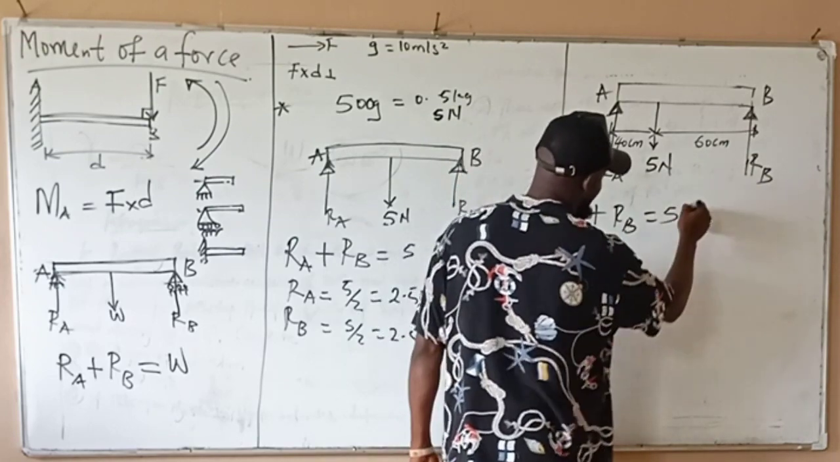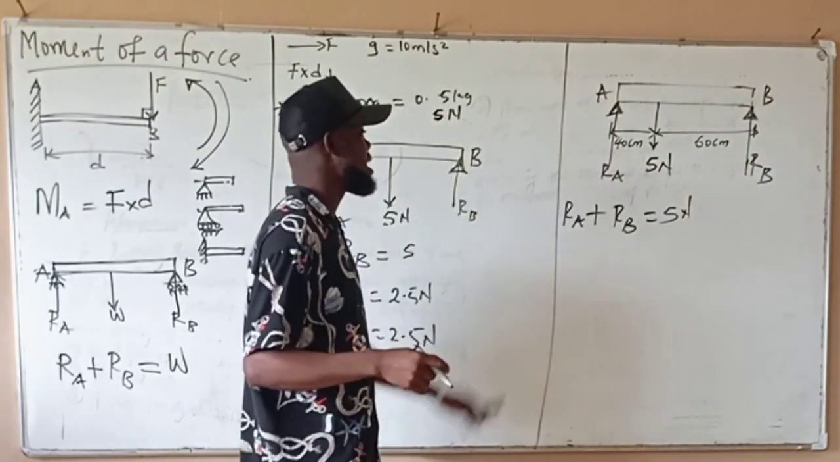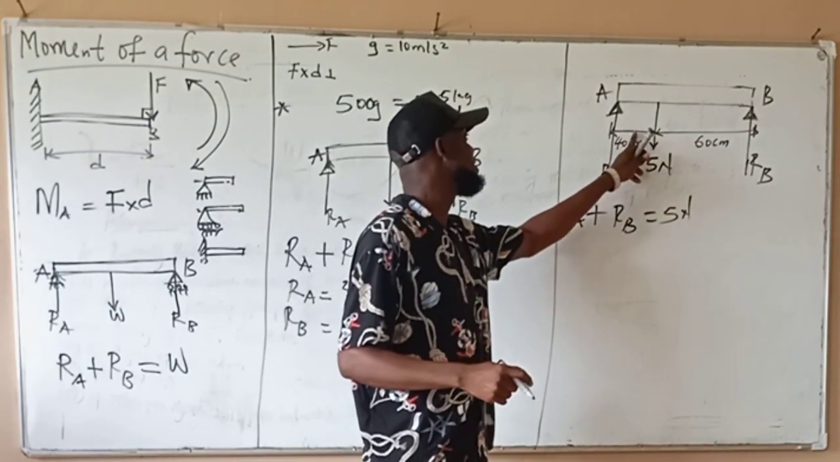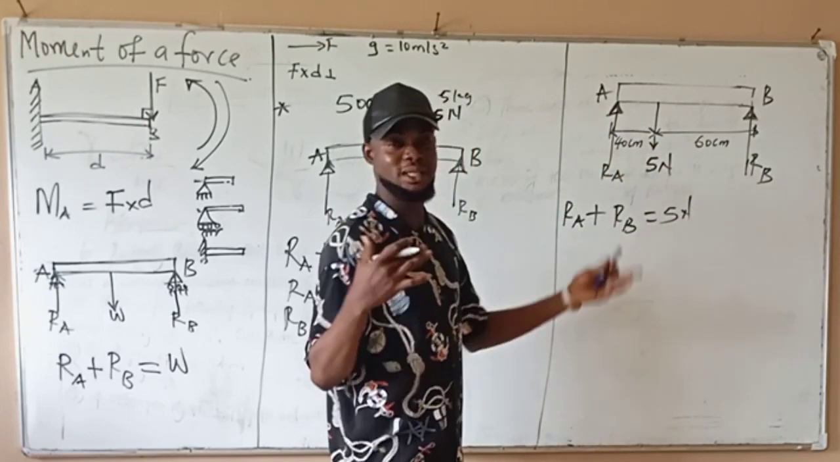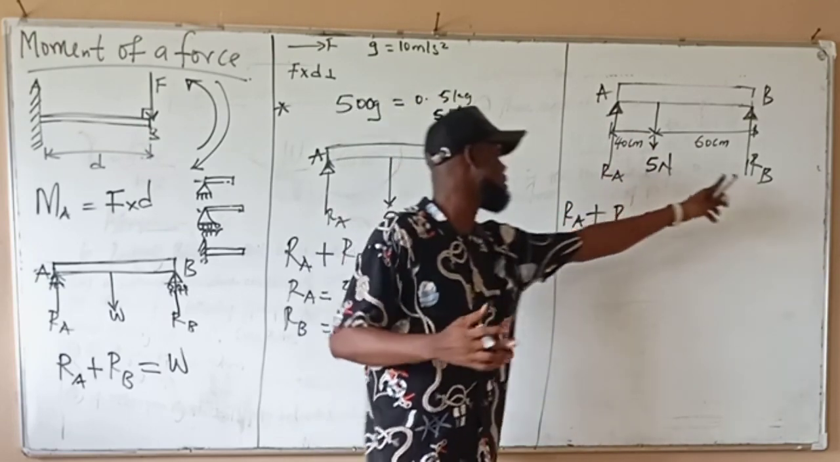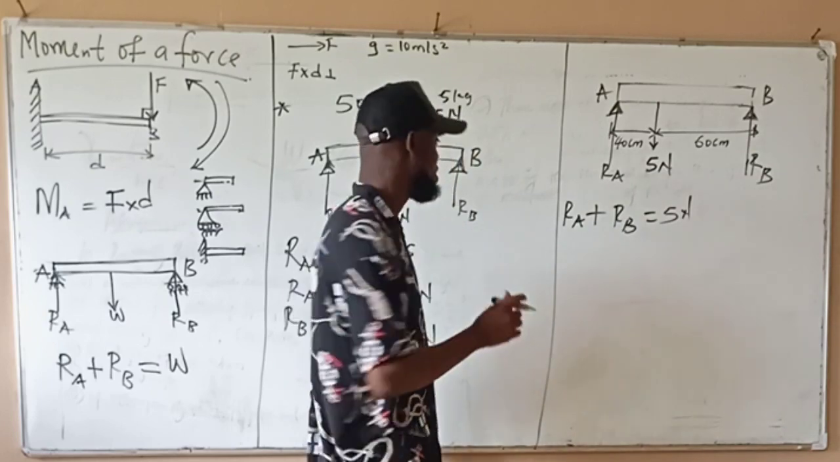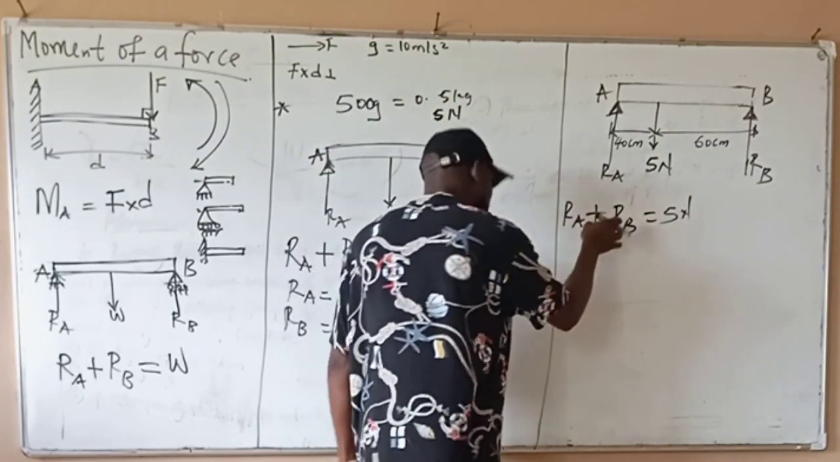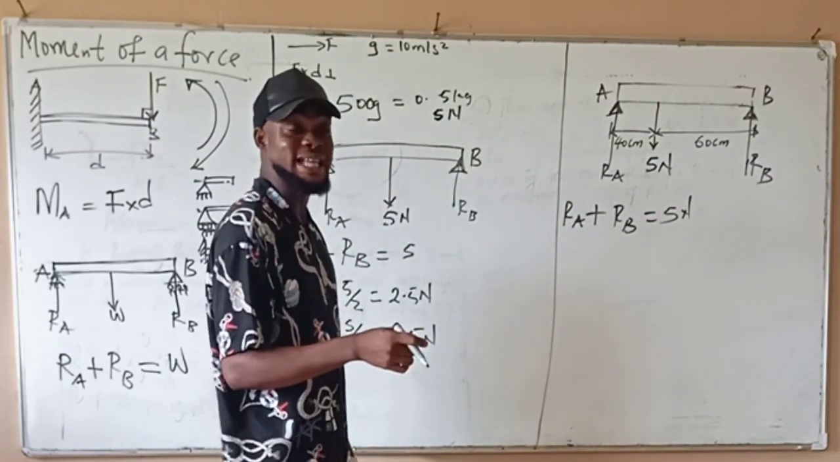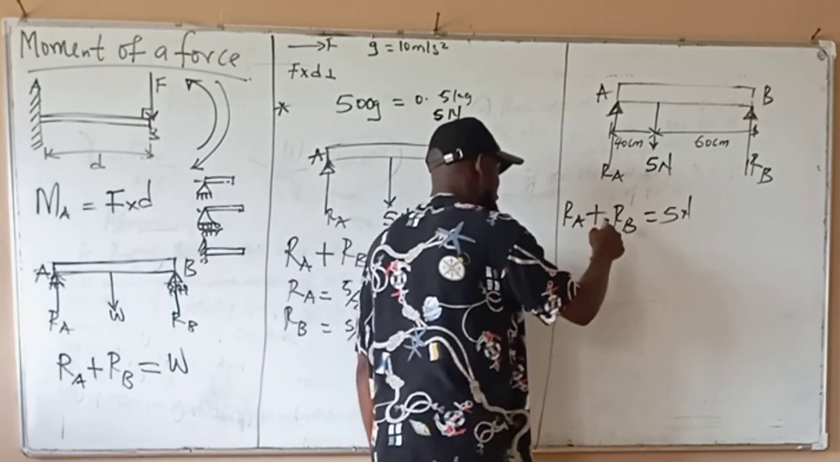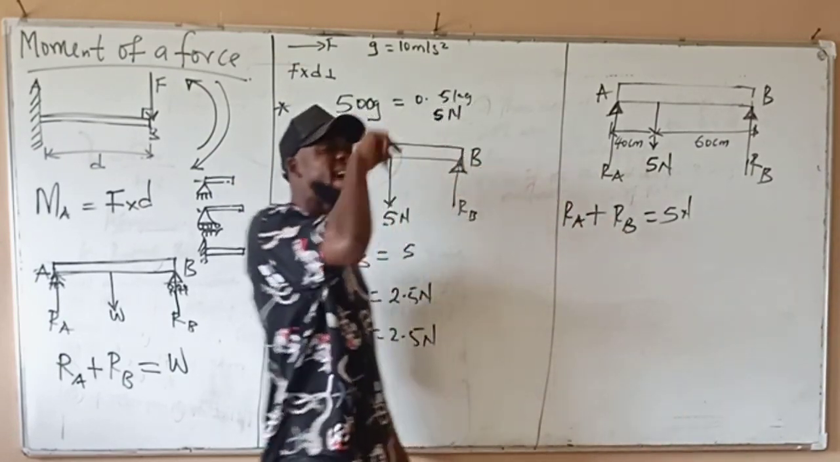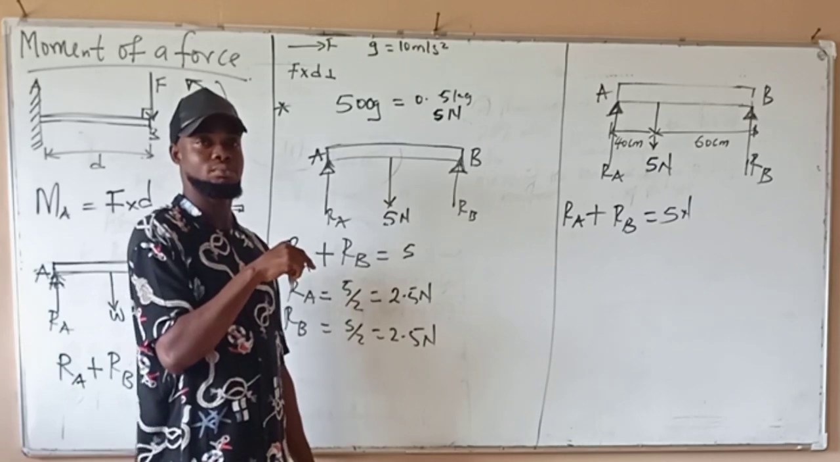now we say arrow A is not 5, because 40 and 60 are not the same. It's not the midpoint, so you cannot share it equally. How are you going to look for arrow A and arrow B? Next thing, you will take moment about point A or point B or about the end of the beam.